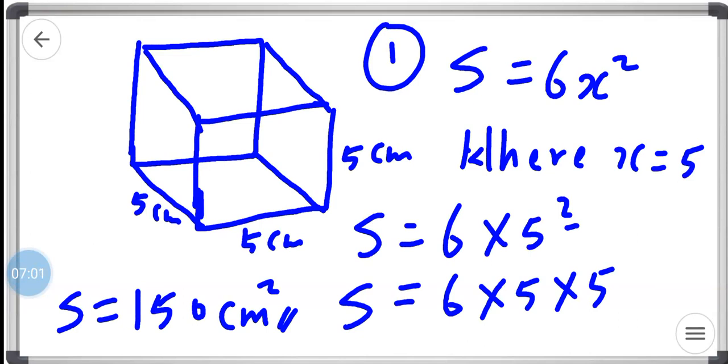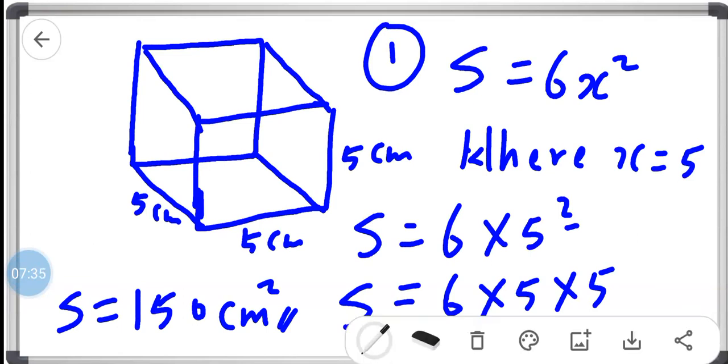So that's the first thing to do while calculating on a cube. We are told to calculate the surface area, and we said that S equals 6x squared. From the question, x equals 5 centimeter. So just substitute 5 centimeter into the formula. S equals 6 multiplied by 5 squared, and 5 squared means 5 multiplied by 5. So S equals 150 centimeter square. Let's take the second one.